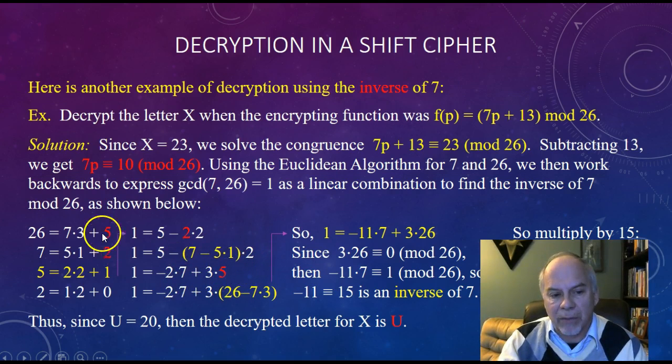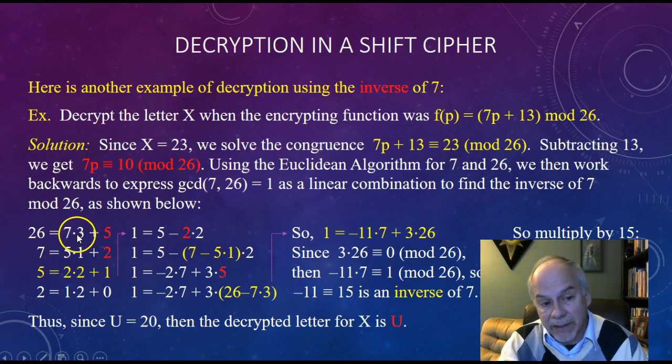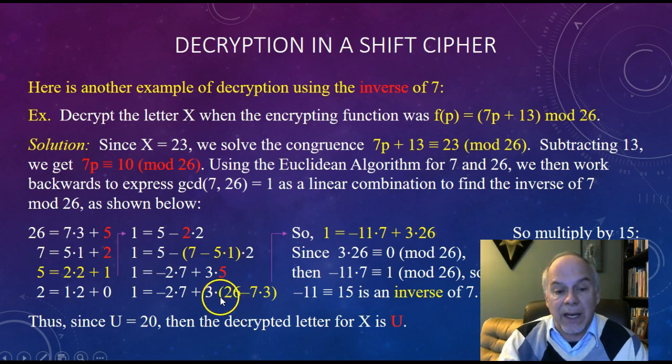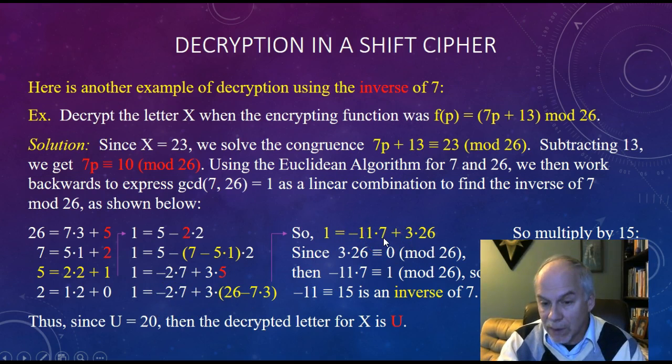All right, so then we're going to replace the next number up, which is the 5. And so I replace the 5 with 26 minus 7 times 3. And if I do that and distribute the 3, I get 3 times 26, and I get 3 times negative 3, which is negative 9 times 7. So it's negative 9 times 7. And I add the negative 2 times 7, and I get negative 11 times 7.